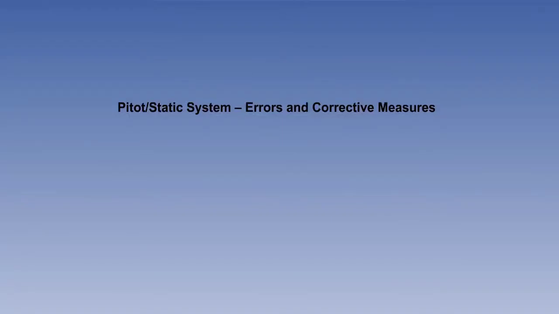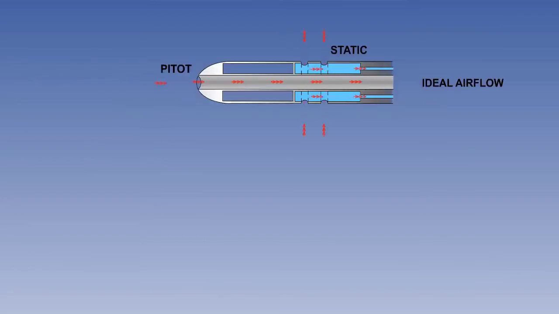In this lesson, we will look at the errors which pitot air pressure sensing systems are subject to and the corrective measures taken to balance out or reduce these errors. The first error we will look at is known as position error.